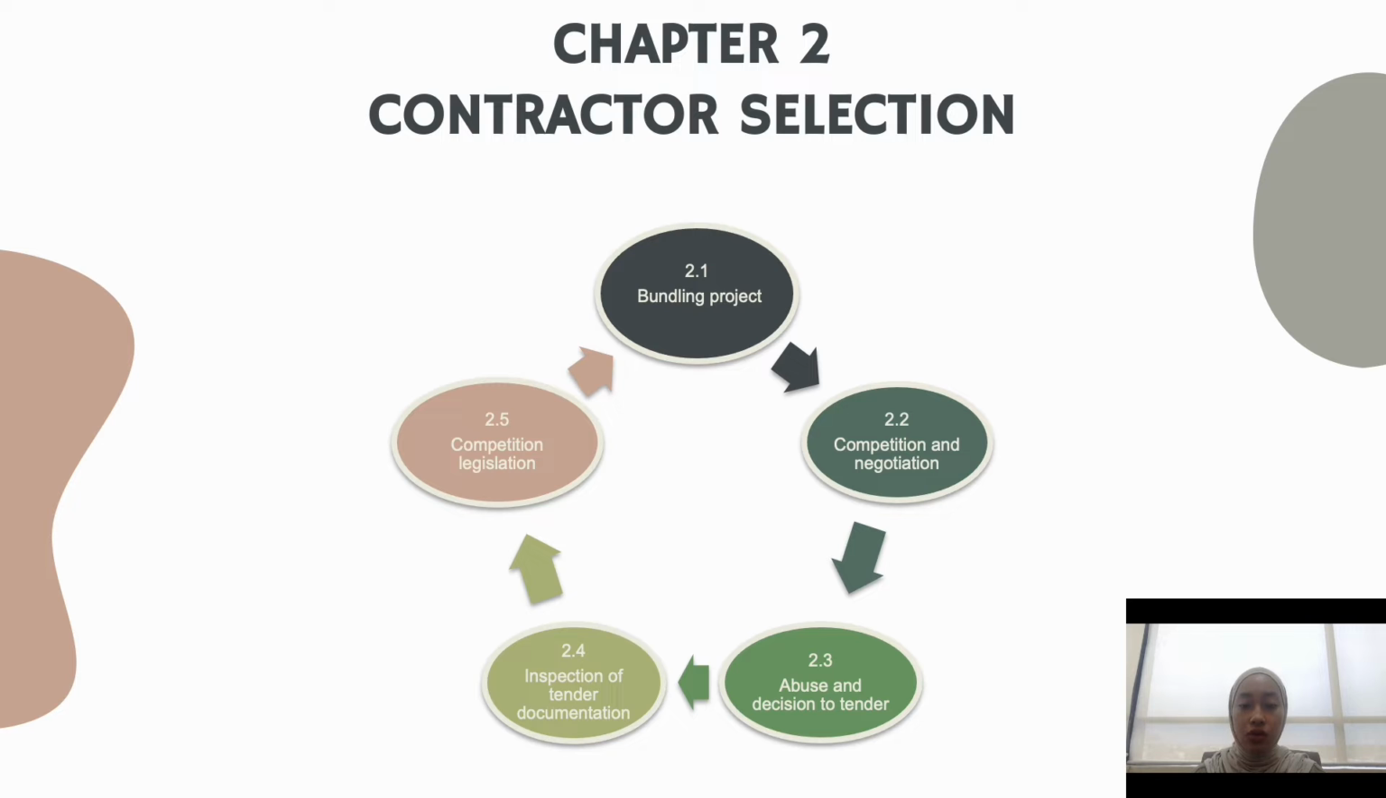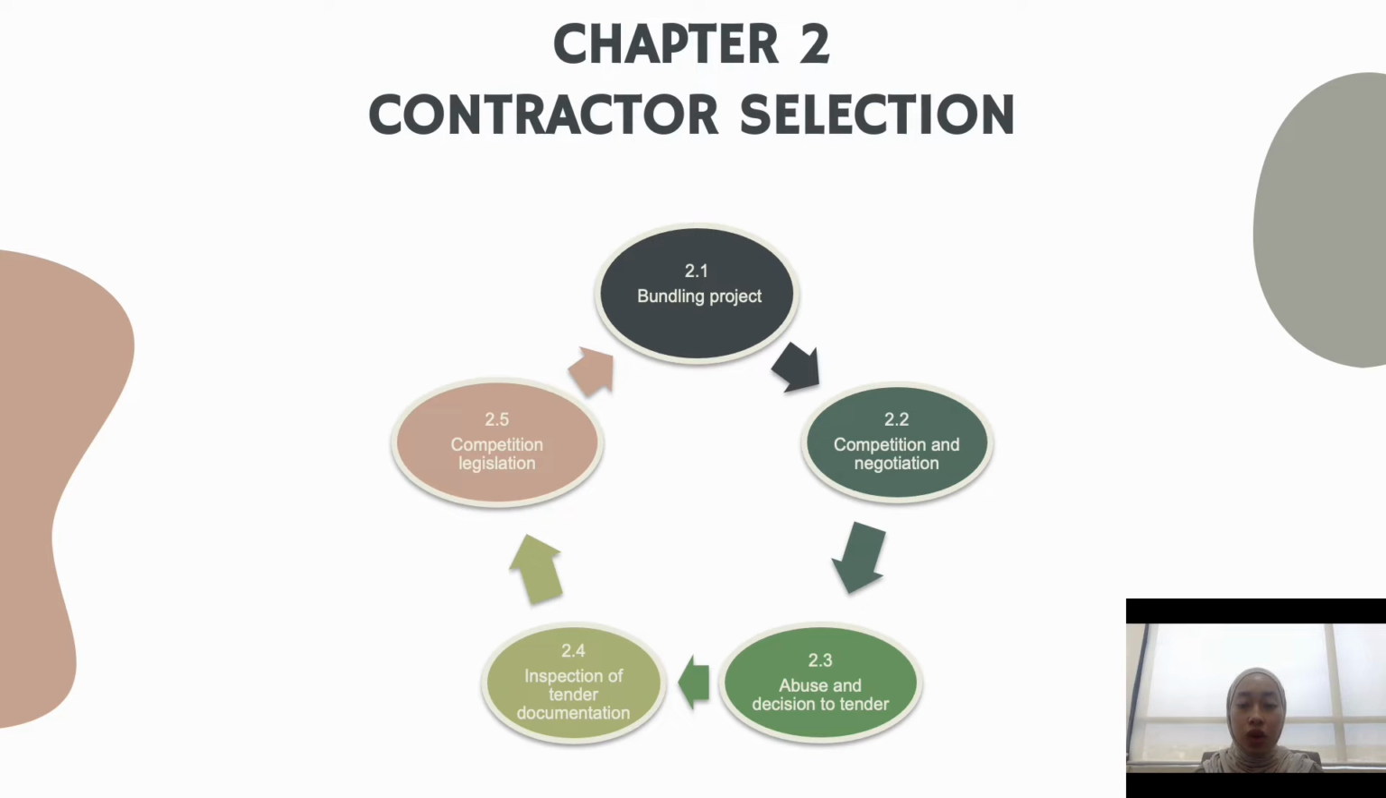Then the students are also exposed to the subtopic of abuse and decision to tender. Aside from that, the student can learn more about information initiatives that support zero tolerance for corruption in this subtopic, including MACC's community education effort, Malaysian anti-corruption academic courses, and Malaysian Institute of Integrity.